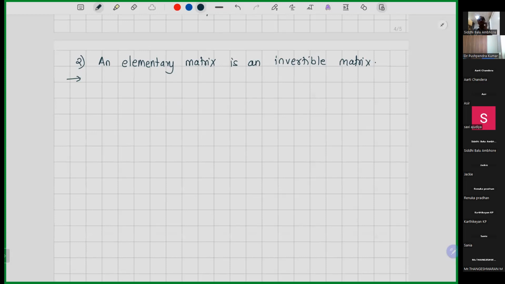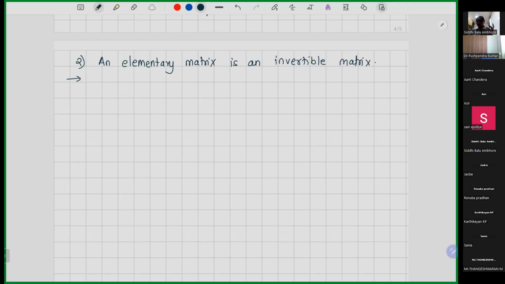Yes, so we have one guess which says that yes, this is true. So as Jackie said, this is true. So we will try to prove this, because they are saying that an elementary matrix is an invertible matrix. So they are talking about any given elementary matrix. There are three types of elementary matrices. We'll consider these three types, and we'll prove that for each type this is invertible.